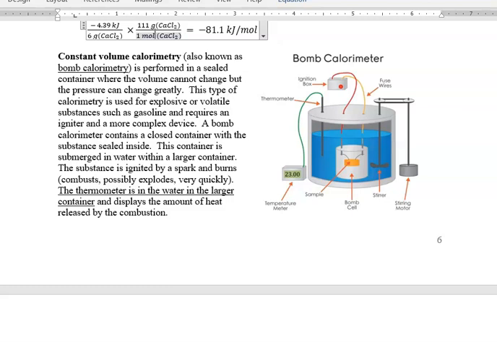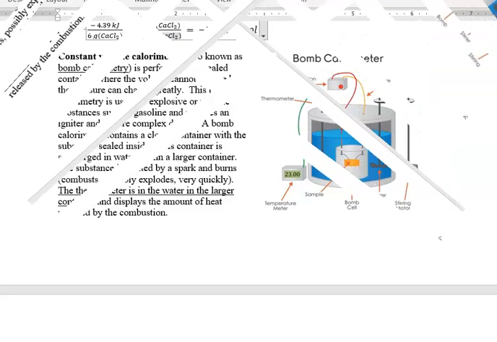A bomb calorimeter contains a closed container with the substance sealed inside. This container is submerged in water within a larger container. The substance is ignited by a spark and burns, combusts, possibly explodes very quickly. The thermometer is in the water, just like it was in the last example, in the larger container, and displays the amount of heat released by the combustion.